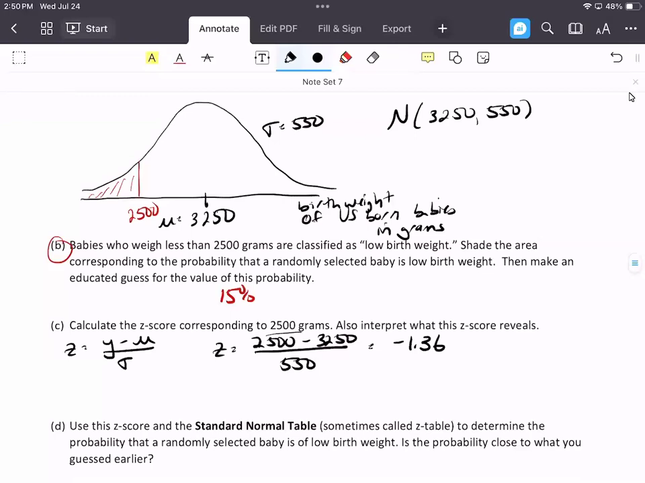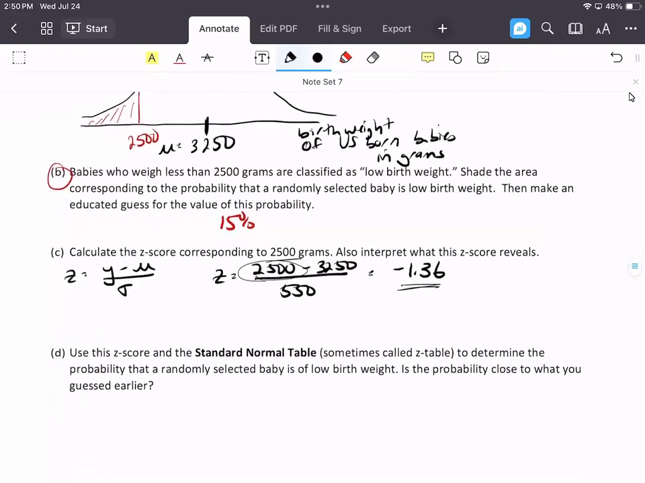A lot of times students don't like to look at negative numbers, but remember, be careful with your signs. Make sure you put things in the proper order. Don't reverse y and mu because your sign will be wrong. And drawing a picture helps me see that because this is below the average, I expect to have a negative z-score. So what does this represent? It tells me that a 2,500 gram birth weight is 1.36 standard deviations below the mean.